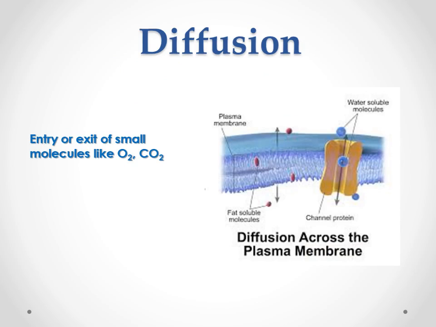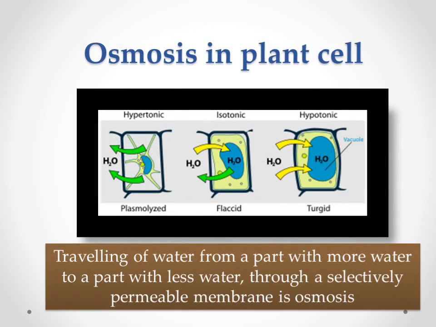Diffusion means the entry or exit of small molecules like oxygen and carbon dioxide. For this process, cellular energy is not required. Osmosis is the traveling of water from a part with more water to a part with less water through a selectively permeable membrane. It is a physical process with three possibilities. Here you can see in this picture the osmosis taking place in plant cells.